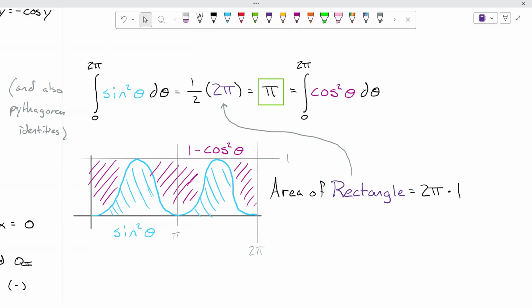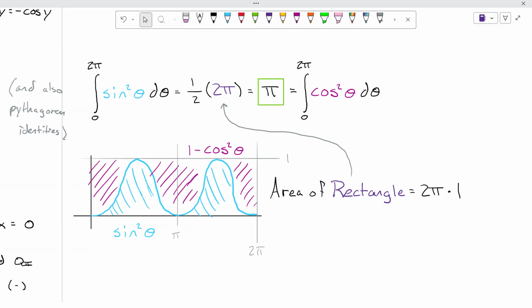Meaning, if I want the integral of sine squared from 0 to 2 pi, it's a full circle, that area should be just half of the rectangle. Meaning, the integral of sine squared from 0 to 2 pi is just pi, half of this rectangle. And cosine squared would be the other half, since sine squared plus cosine squared added together must be 1.